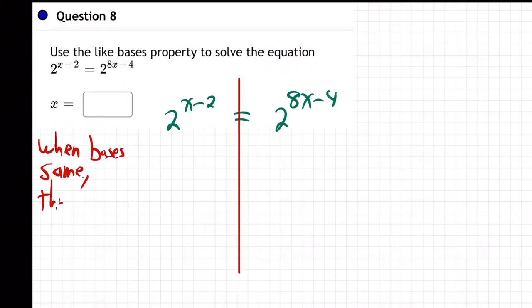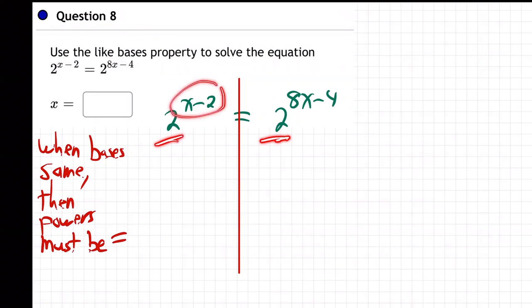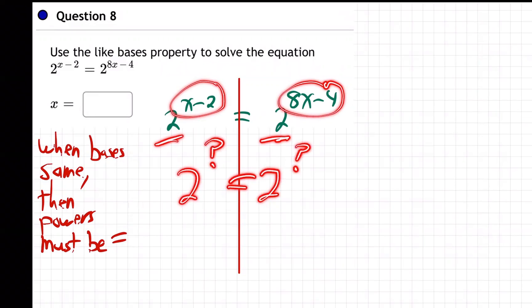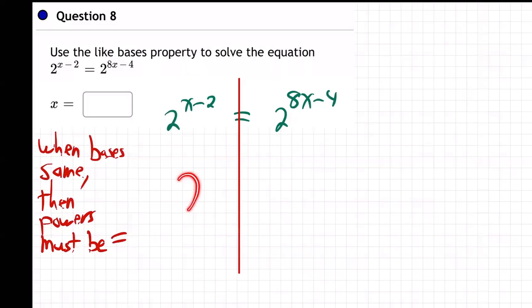then powers must be equal. So you see how we have same bases here? If the bases are the same, the powers have to be equal. Why? Because if 2 to one of them is equaling 2 to the other, those powers couldn't be different. If those powers were different, then 2 to one of them wouldn't equal 2 to the other, would it? Like if you had 2 to the third equal 2 to the fourth, that's not the case, right? 2 to the third power can't equal 2 to the fourth.